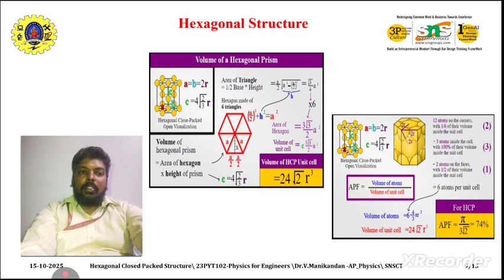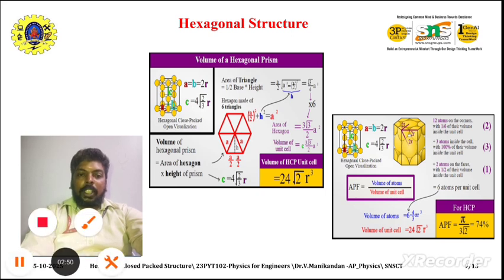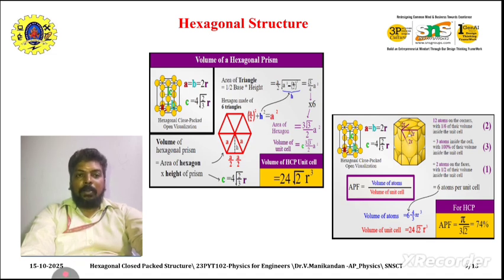From the derivations we have seen, finally we get the atomic packing factor, which is about 74%. So 74% shows that the hexagonal structure is a highly, tightly packed structure of atoms in the hexagonal system.